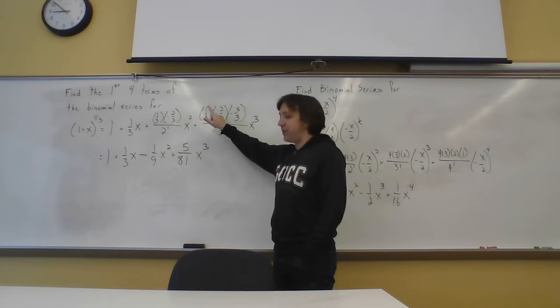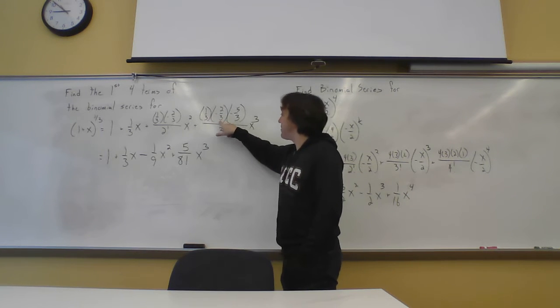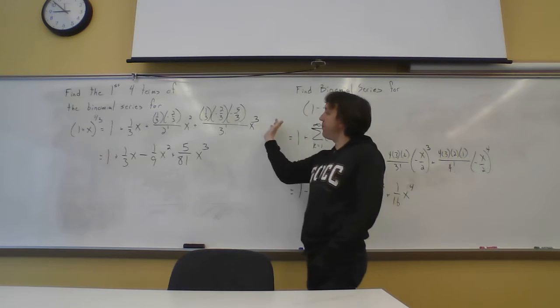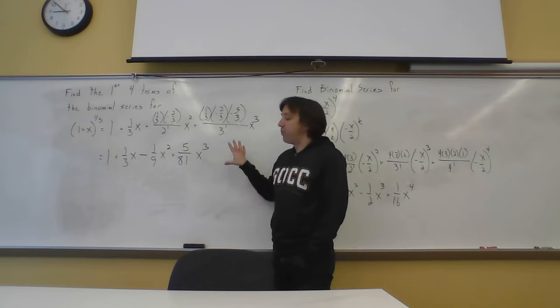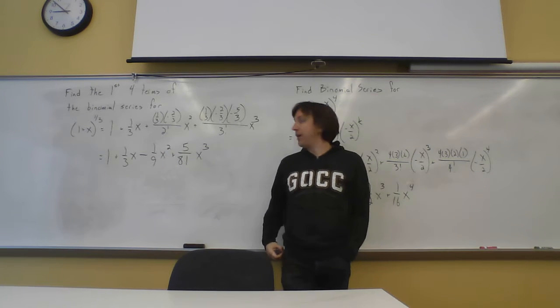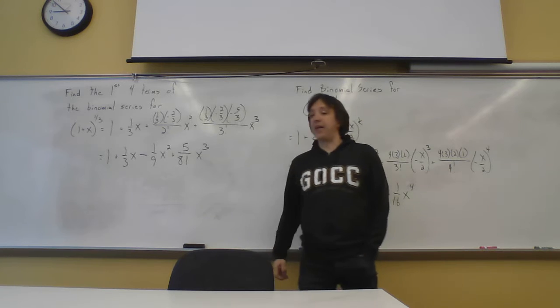x squared, and then we just keep subtracting 1. So 1/3 times negative 2/3 times negative 5/3 over 3 factorial x cubed. That'll give me 4 terms. If you work through it, you're going to get 1 plus 1/3 x minus 1/9 x squared plus 5 over 81 x to the third.